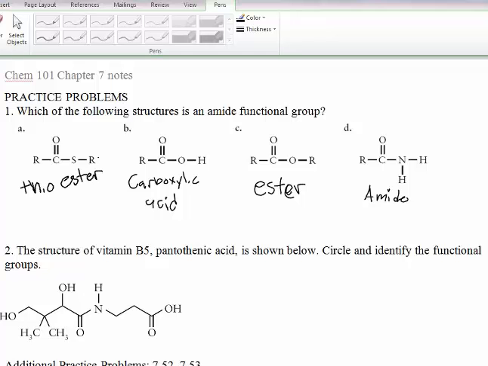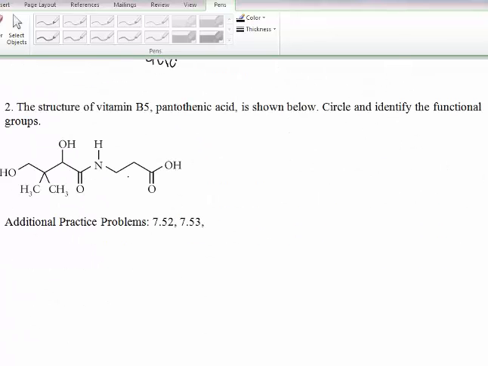The structure of vitamin B5 is shown below. Circle and identify the functional groups. Okay, so functional groups can be identified simply by having heteroatoms. So all we have to do is identify every place there's a heteroatom. Here's one place. That's an acid, or a carboxylic acid.